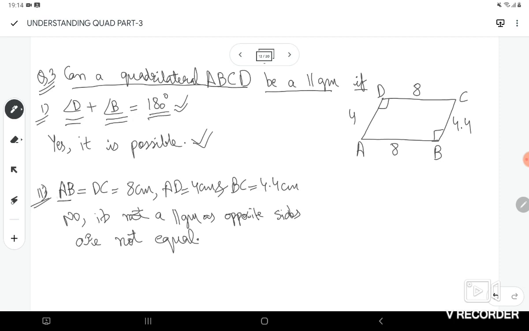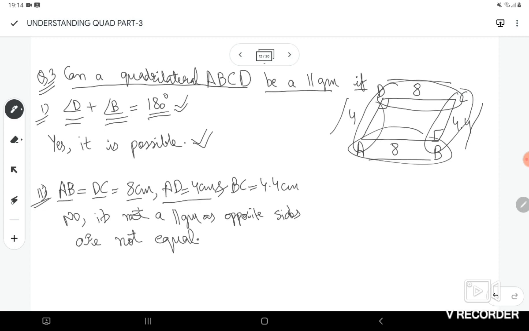Now it says if AB equal to CD equal to 8 centimeter, AD equal to 4 and BC equal to 4.4. So we can clearly see that one pair of lines are equal and parallel, but AD and BC are not equal in length. But in a parallelogram opposite sides are equal, so it is not a parallelogram with this condition.